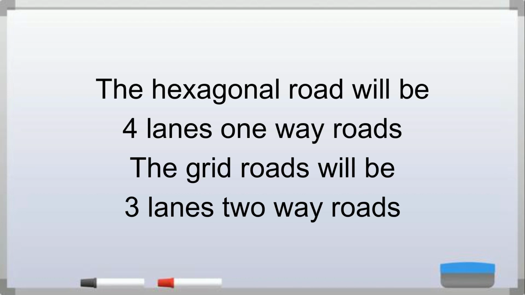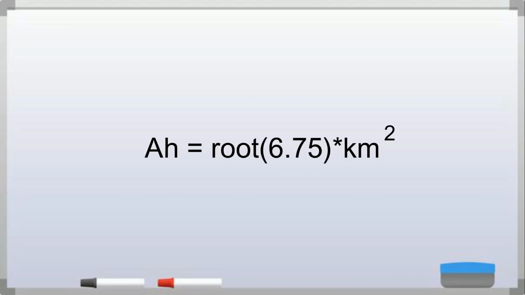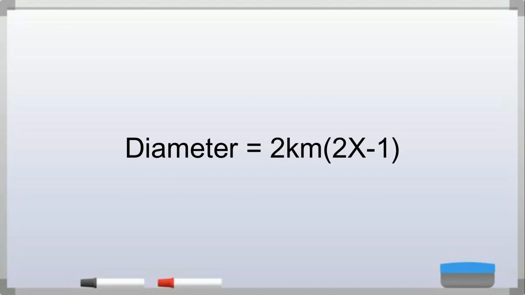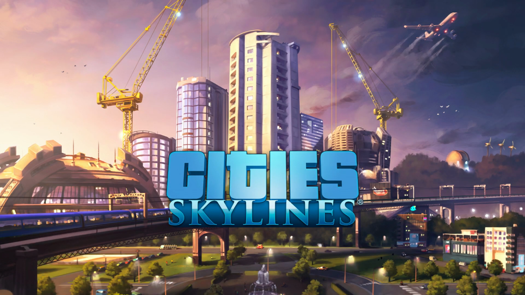And now the second part. For the beginning, we will say that the main roads in the hexagonal pattern are 4-lane, one-way roads, and in the grid it will be 3-lane, two-way roads. We will also say that L equals 1 kilometer, so the area of each of the main small hexagons is root 6.75 square kilometers, and the diameter will be 2 kilometers times 2x minus 1. For most of the next calculations, we will use x equals 2, which is about the map size of vanilla CS1, and the smallest x where the math starts to work.